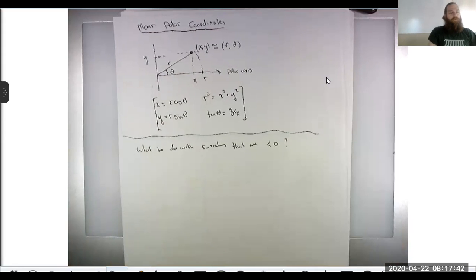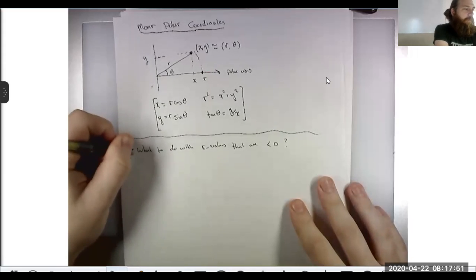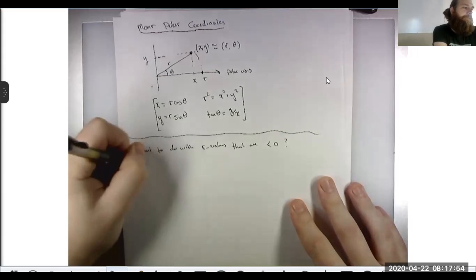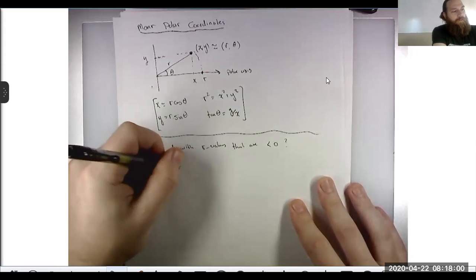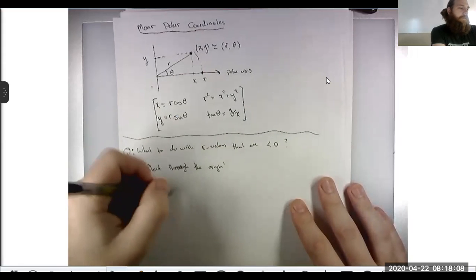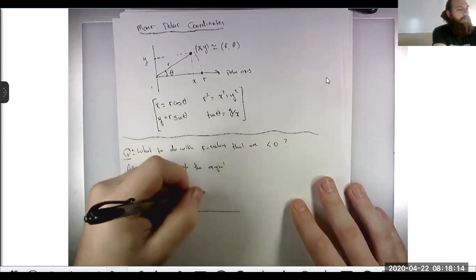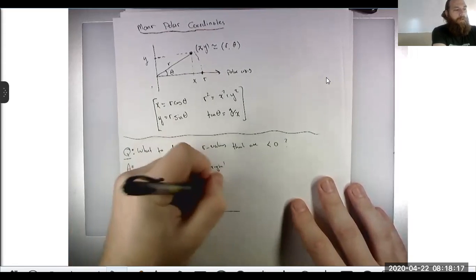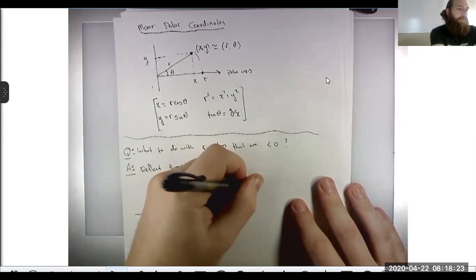So what do we do with r values that are less than 0? Well, it's a question that has a straightforward answer. We reflect through the origin. So I can draw a few points over here, like maybe this guy as r comma theta equal to 2 comma pi over 4.